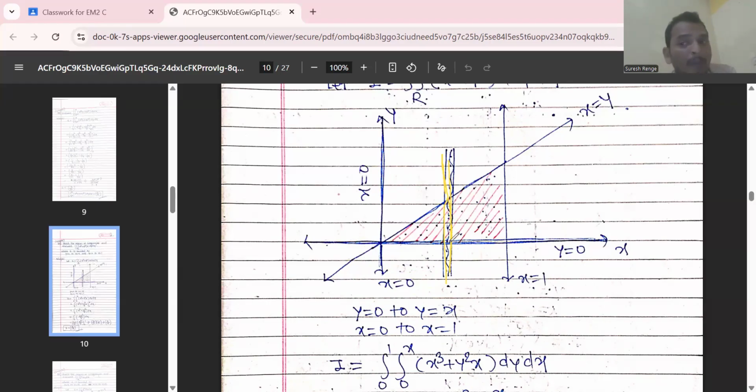जिस एक्सिस को स्ट्रिप पैरेलल है उसी एक्सिस का लिमिट फर्स्ट निकलता है. If you are drawing the strip parallel to the y-axis, the first limit we are finding is the limit of y. Okay, if we are drawing the strip parallel to the x-axis, the first limit you are finding is the x-axis limit. Now in these equations we are drawing the strip parallel to the y-axis. Therefore, first of all we get the limit of y.